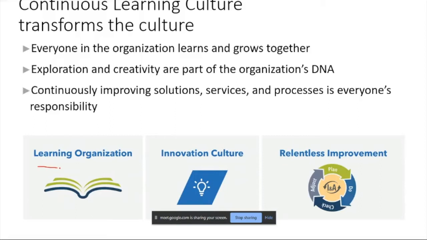Learning organization. Employees at every level are learning and growing so that the organization can transform and adapt to an ever-changing world. Innovation culture. Employees are encouraged and empowered to explore and implement creative ideas that enable future value delivery. And then last is relentless improvement. For this competency, every part of the enterprise focuses on continuously improving its solutions, products, and processes.